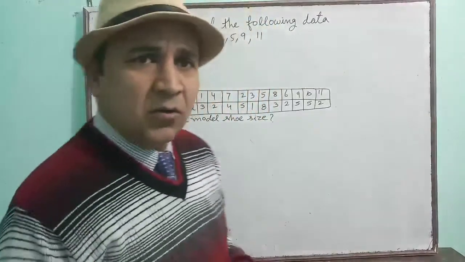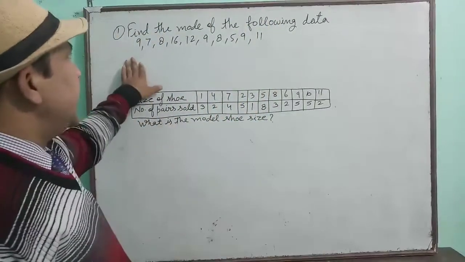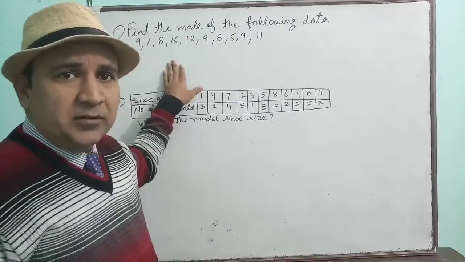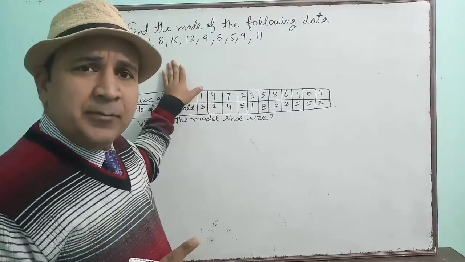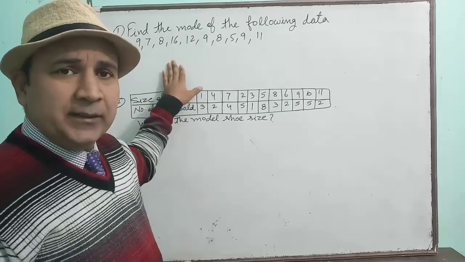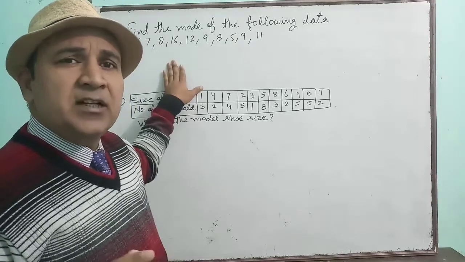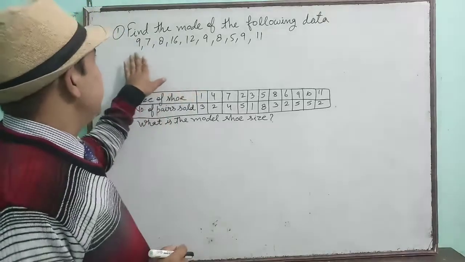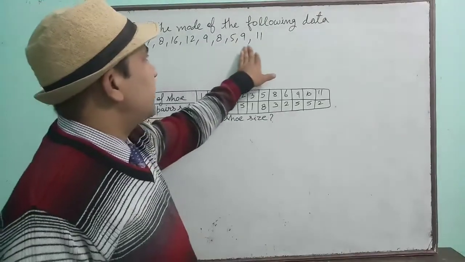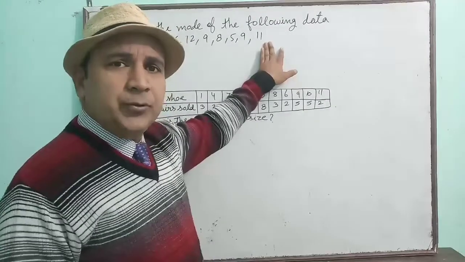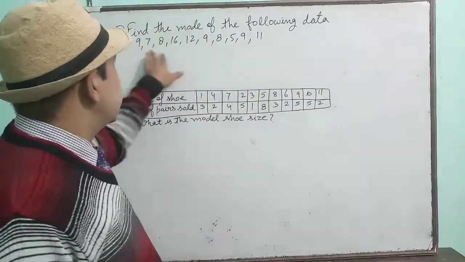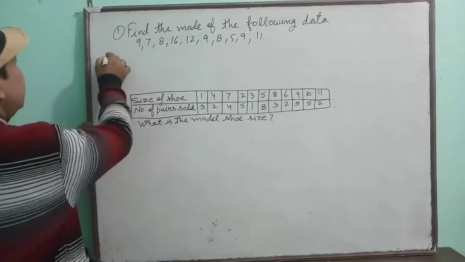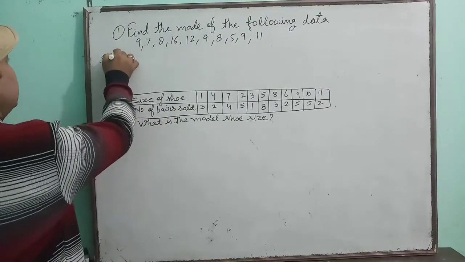So see children, what is the mode? In the last term, I told you the formula: mode is equal to 3 median minus 2 mean. That is called the empirical formula for mode. But children, if only some observations are given to you, just like here, we can find the mode without the formula also.